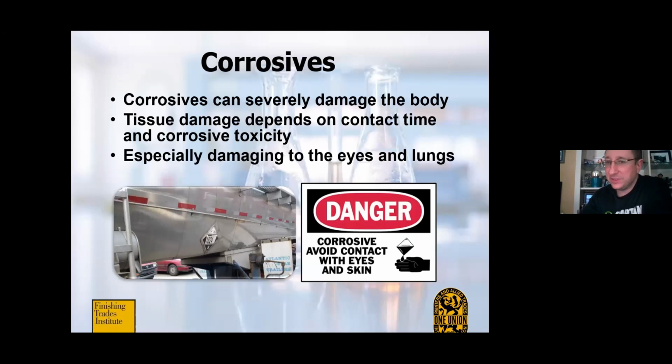All right, corrosives: acids and bases. These things are going to damage anything from tissue to material on contact, and some are more corrosive than others. There's a reason they use hydrofluoric acid to etch steel, and we use hydrochloric acid, muriatic acid, to etch concrete. These things are pretty powerful, and just think of what they can do to the skin.